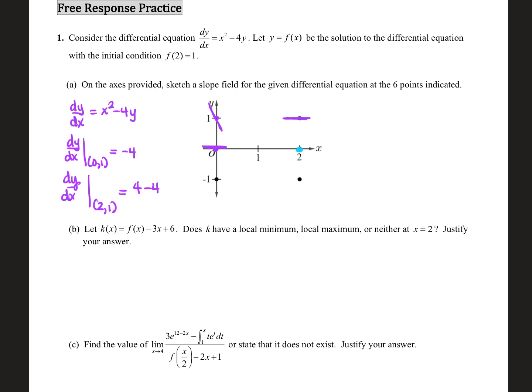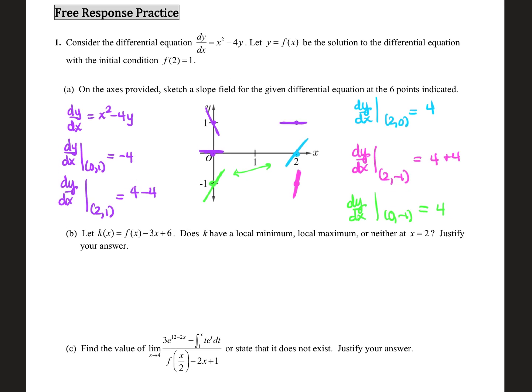Over here, we're going to find dy dx at the point 2, 0, which would be 4. So a positive 4 slope there. Right here, we're going to have dy dx at the point 2, negative 1, which is going to be 4 plus 4. So this is going to be even steeper. And the last one we need to find is this one right here. So dy dx at the point 0, negative 1 is positive 4. So like that. These should have the same slope.